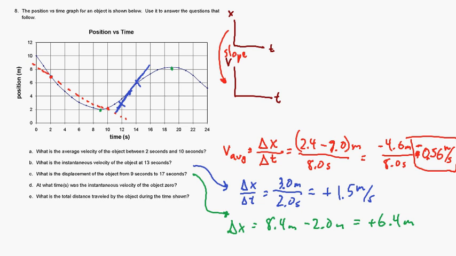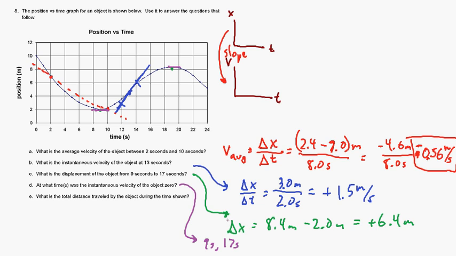Okay, let's see. What's another color I can use? Purple. Purple for D. At what times was the instantaneous velocity of the object 0? So remember, slope is velocity on a position-time plot. So you're looking for the points where you have a 0 slope, or horizontal. And that looks to be right about at 9 seconds and right about 17 seconds. So 9 seconds, 17 seconds.